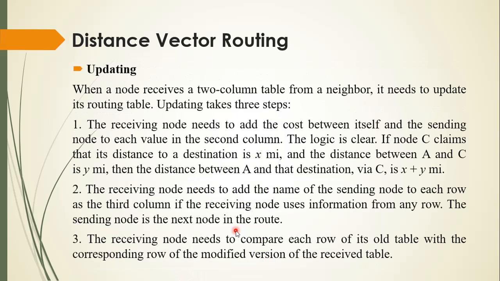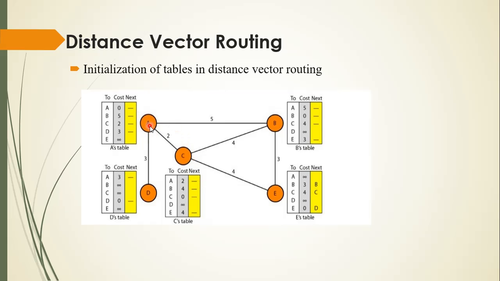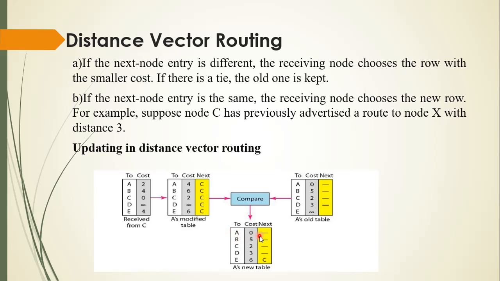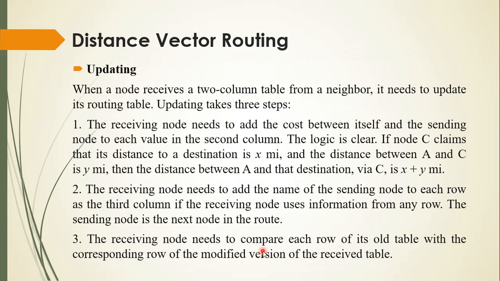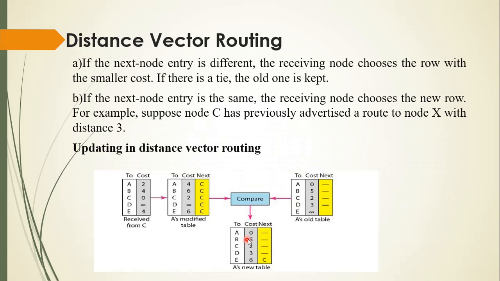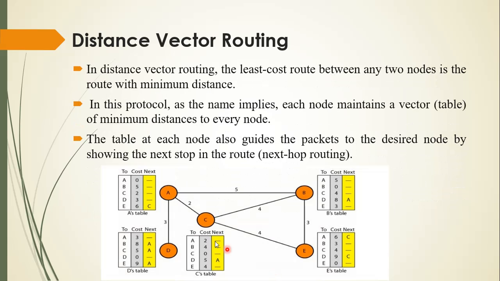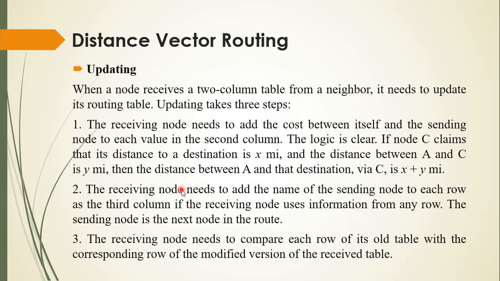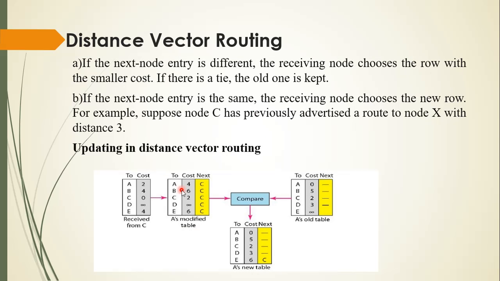So the final answer: A to A is 0, A to B is 5, A to C is 2, A to D is 3, and A to E is 6 via C. That is A's final table that I explained earlier. That is the final answer, but for that we have to follow all these steps. This is distance vector routing. Thank you.